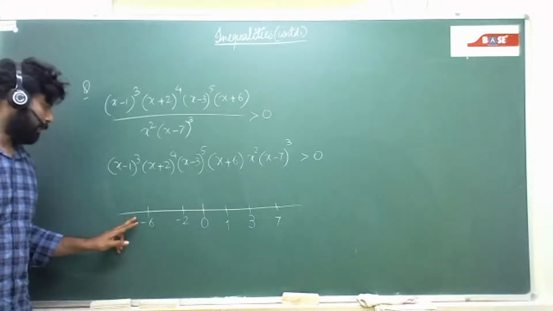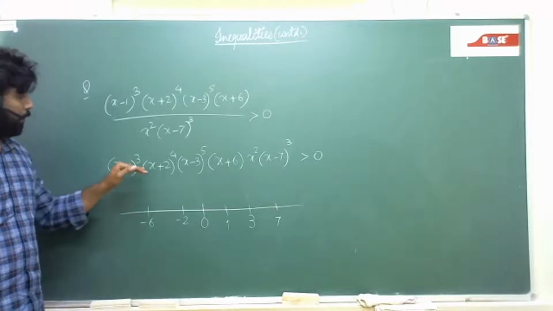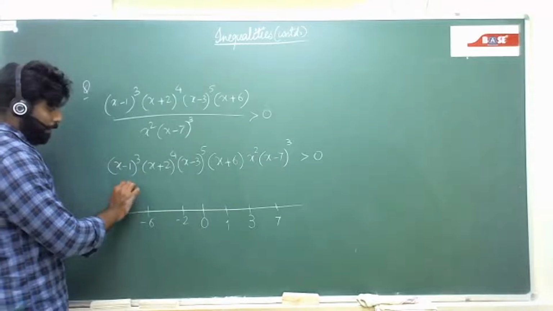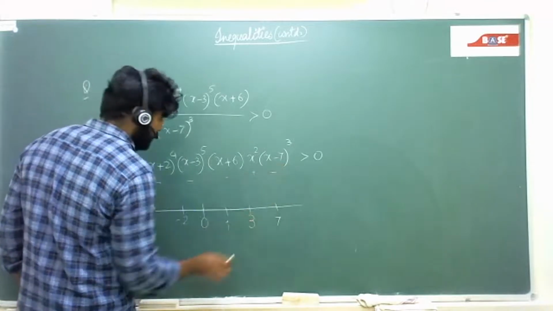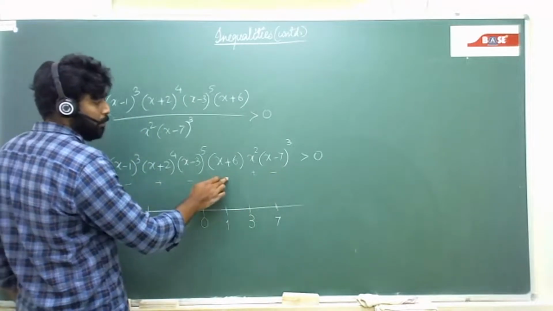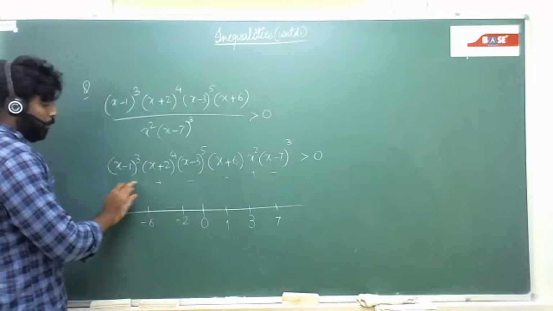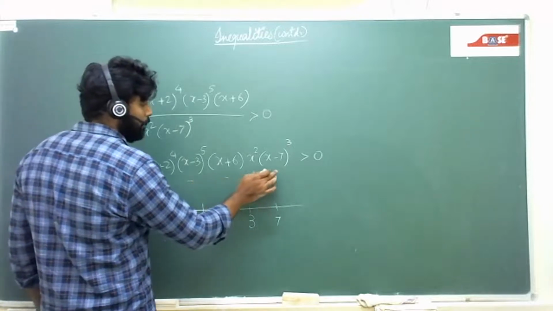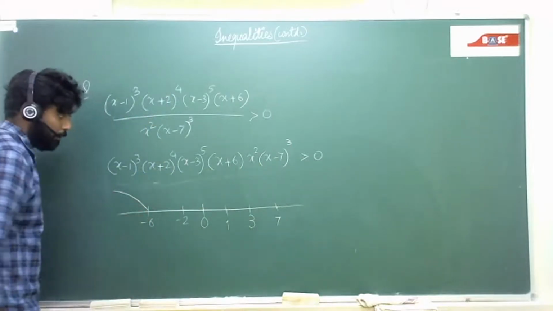First one, somewhere here, let's say a point minus 7. If you put minus 7, this will give us negative. At minus 7, this will give you positive. This is negative. So minus, plus, minus, this is again minus, this is plus, and this is minus. So ultimately, negative, positive, negative, negative, and ultimately positive. So here the curve is positive section.